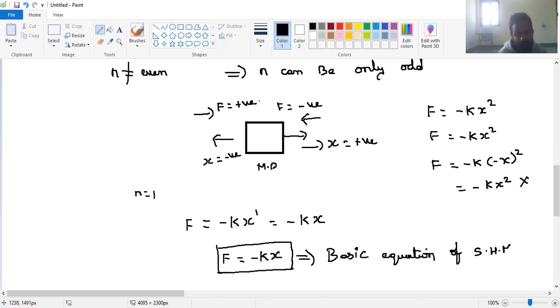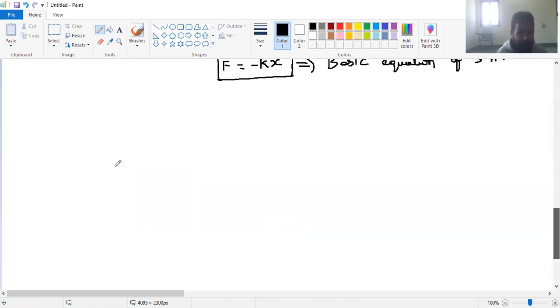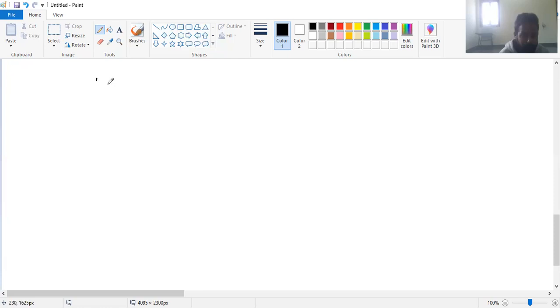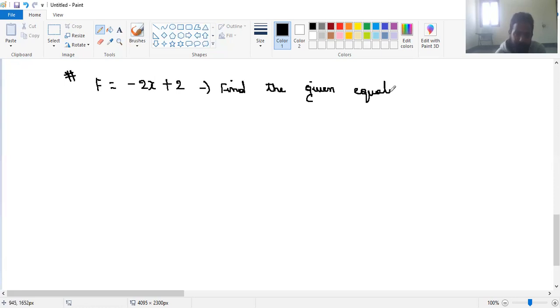Now there will be some questions like this. There is a question which I have asked many times in the NEET: F is equal to minus 2x plus 2. Find whether the given equation is valid for SHM or not.